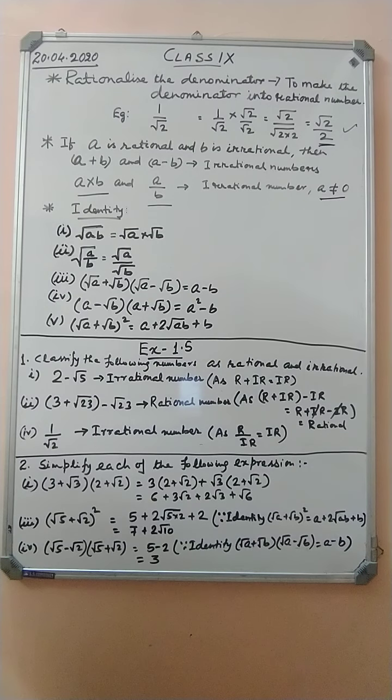Now let us come to the identities. Some identities you have studied in standard 8, and this is also an identity. So let us see the identities. Identity number 1: root under AB is equal to individual root A into root B. Identity 2: root under A by B is equal to individual root A by root B. Identity number 3: root A plus root B into root A minus root B, so it is A minus B.